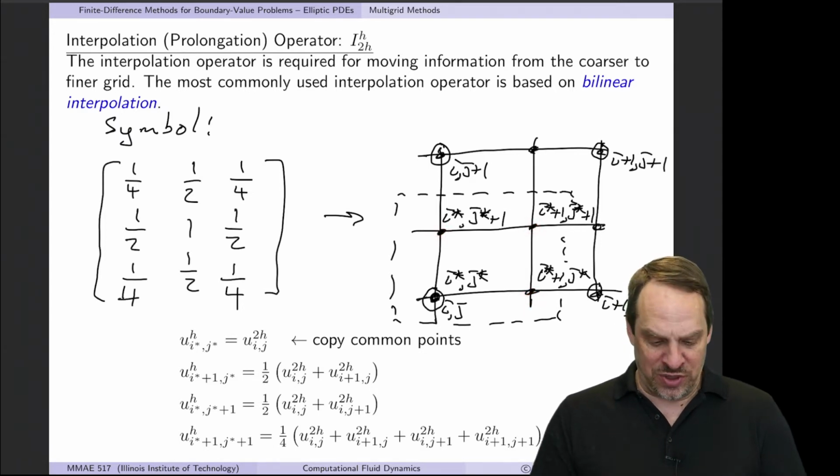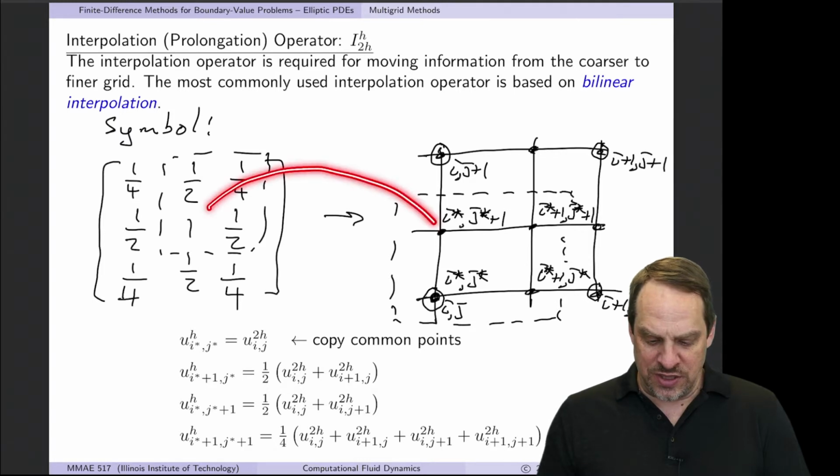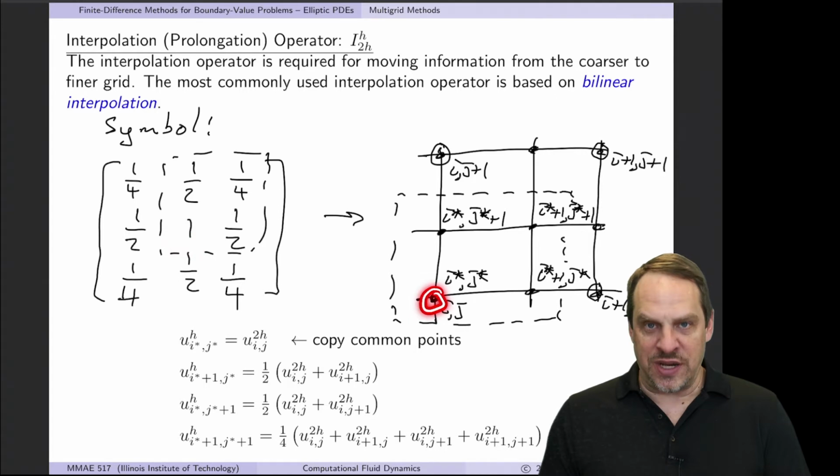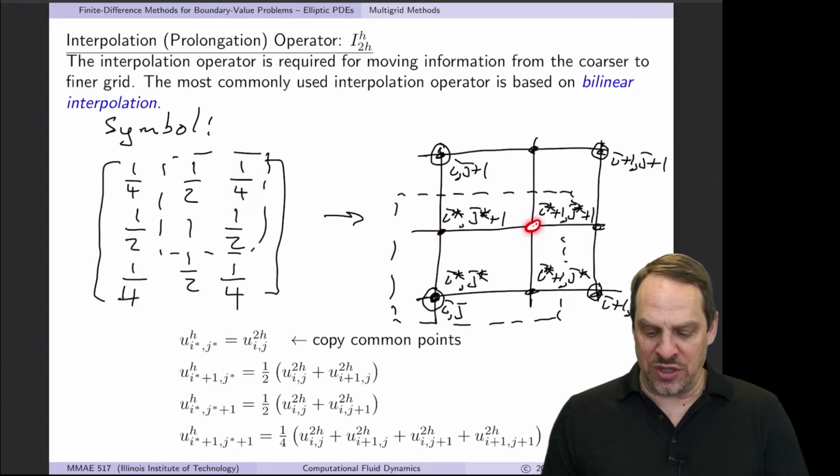And then how do we get a value here, here, and here to fill in the remaining fine grid points? So from the symbol on the left, we're going to take this portion right here. And that gets superimposed here. So the 1 corresponds to the ij point. The 1/2 corresponds to the I star plus 1, j star point. Come back to that in a moment. This half corresponds to this point, and 1/4 corresponds to this point in the middle.